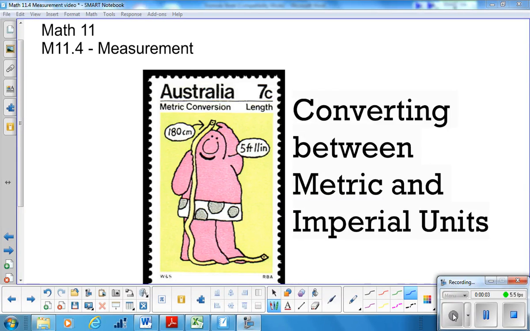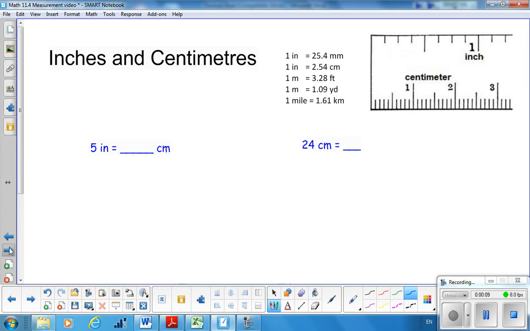Outcome 11.4, Lesson 8, Converting between metric and imperial units. When we're converting between metric and imperial, the conversion is the same process as when we are converting within systems of measurement. So let's start with changing inches to centimeters.